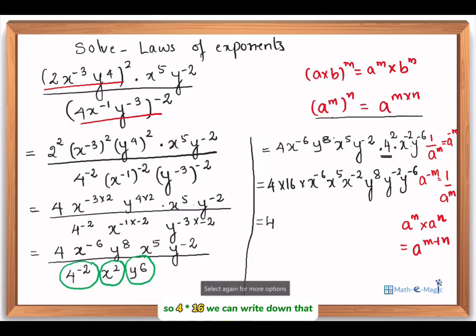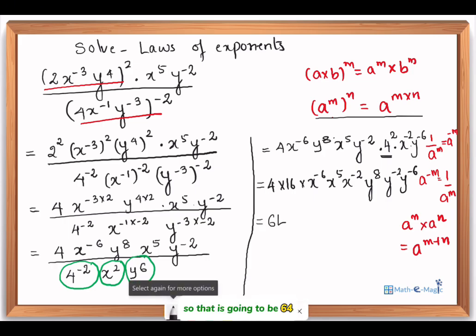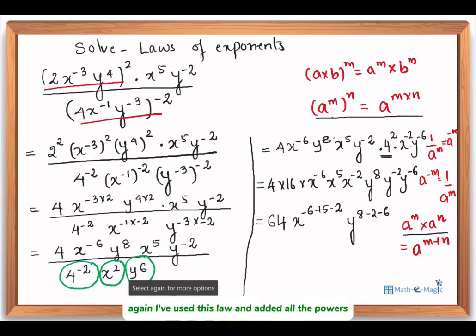So using that, I get here 4 times 16, we can write down that. So that is going to be 64. And then I have x to the power of negative 6 plus 5 minus 2. That is, I have added all the powers. So negative 6 plus 5 and minus 2. And y, 8 minus 2 minus 6. Again, I have used this law and added all the powers.